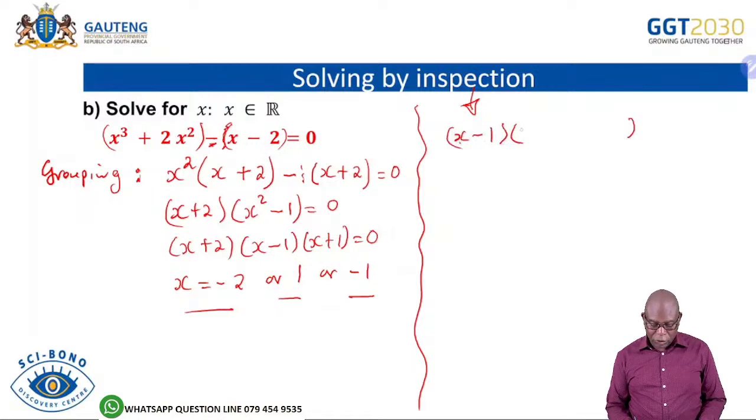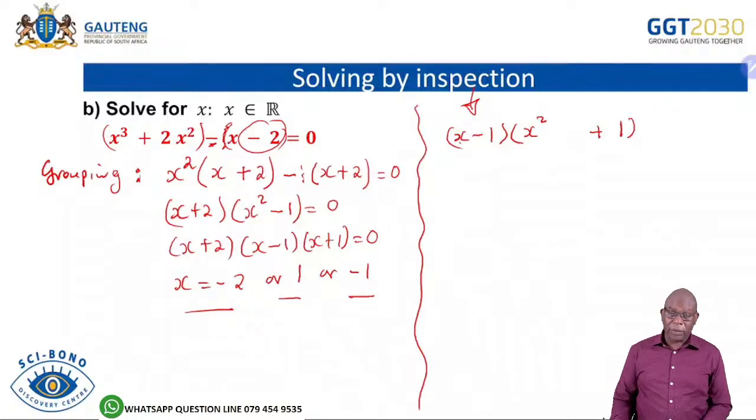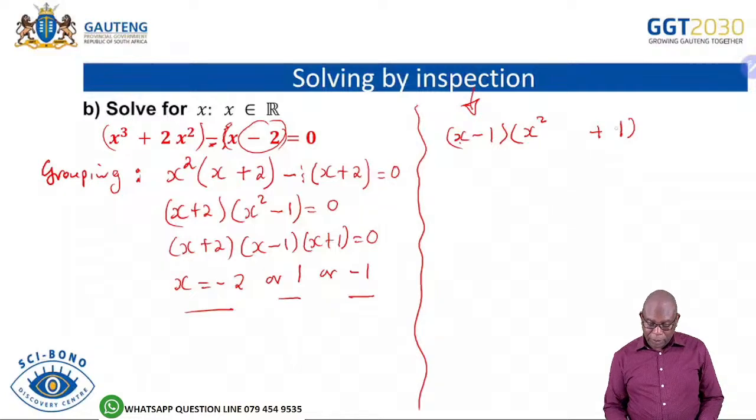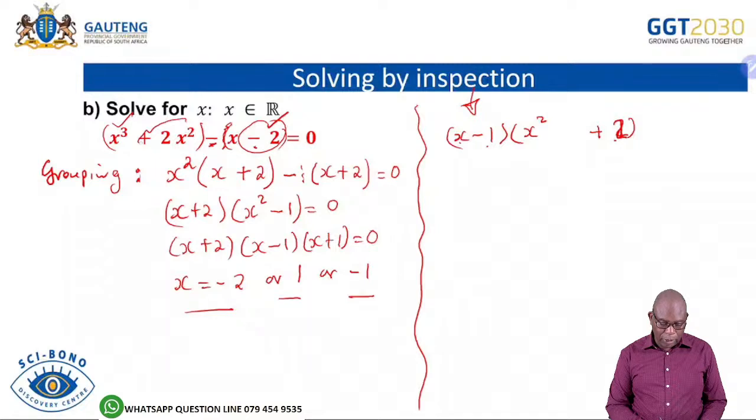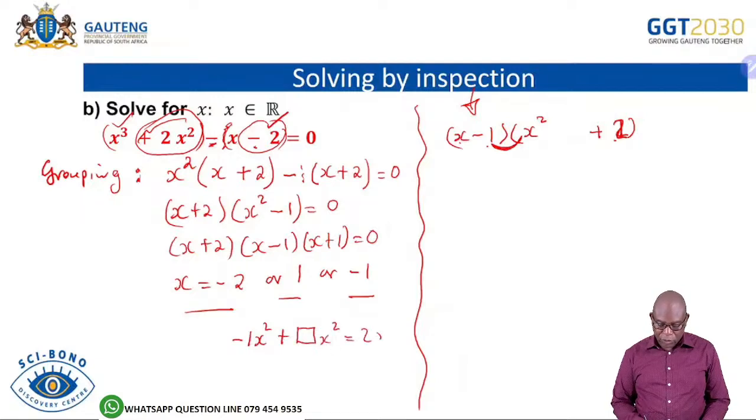To get x cubed, we need x squared. To get minus 2 from minus 1, we need plus 2, because if I multiply negative 1 times plus 2 it will give me a negative 2. So with this 2, I'm done. Now I look at the plus 2x squared. So what do I do? I look at this 2. I'll say negative 1 x squared plus something squared will give me a plus 2x squared.